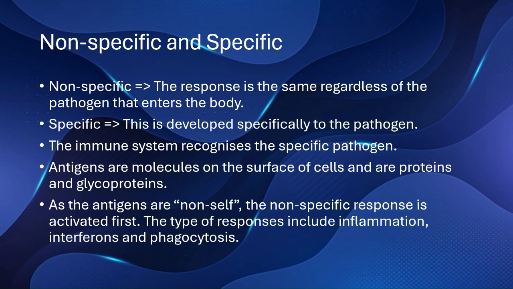So antigens are molecules on the surface of cells and are proteins and glycoproteins. As the antigens are non-self, which means it is not part of the body, the non-specific response is activated first. And this type of response can be inflammation, interferons, and phagocytosis. So these are the three different types of non-specific responses that you should be familiar with.